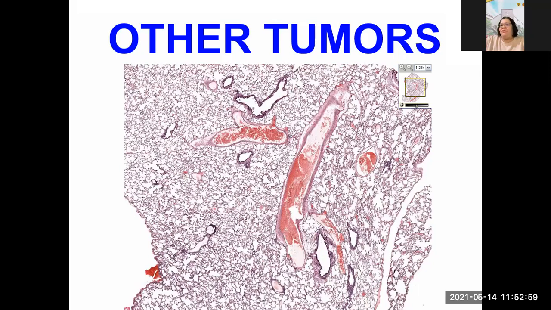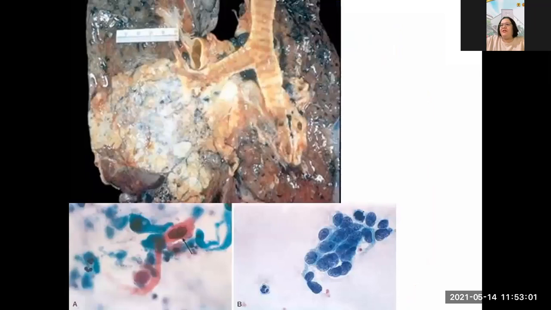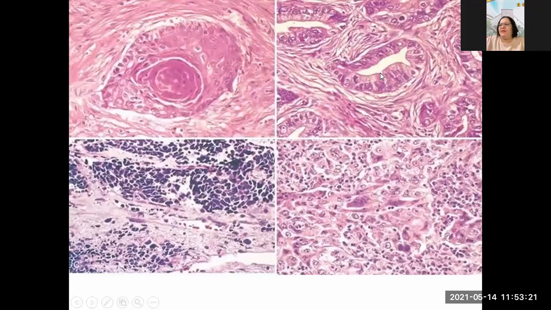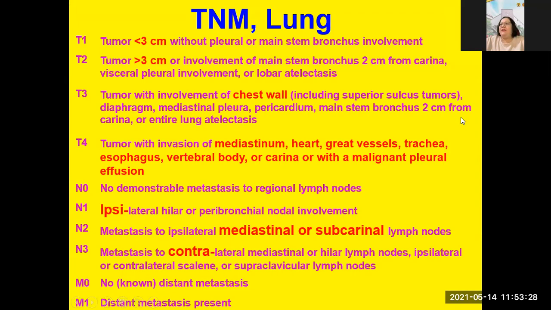Then we're looking at other tumors here. We're still looking at tumors and cancer. So this is cancer that has actually infiltrated. So again, we're looking at cancers. Okay, the TNM for the lung.